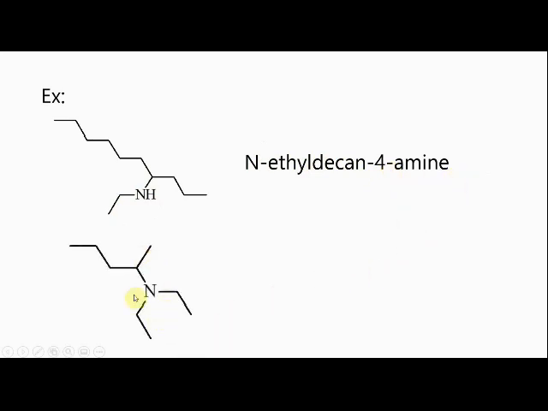All right, this one here, the longest carbon chain is actually this one here. The nitrogen is on the 2nd carbon. So 1, 2, 3, 4, 5. So it's a pentan-2-amine. But on the nitrogen itself, there's 2 ethyl groups. So it would be N,N-diethyl pentan-2-amine.